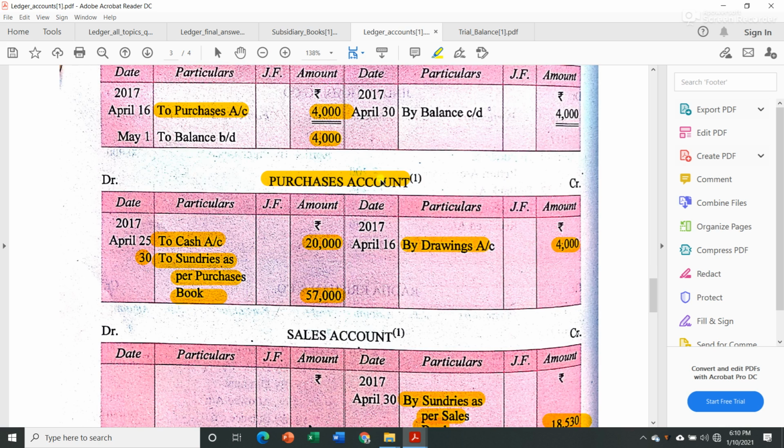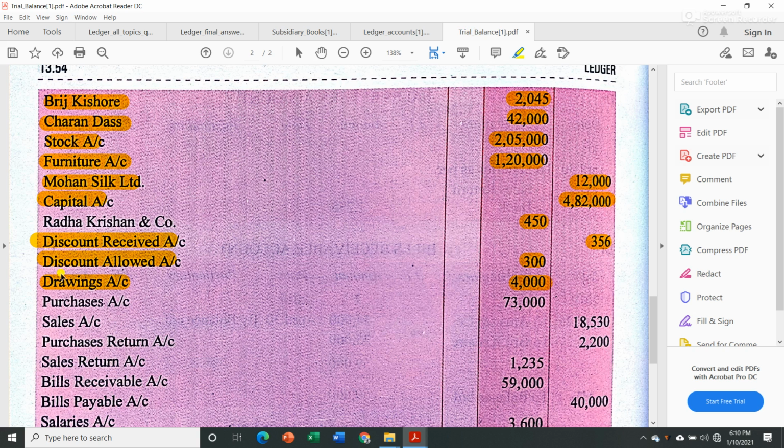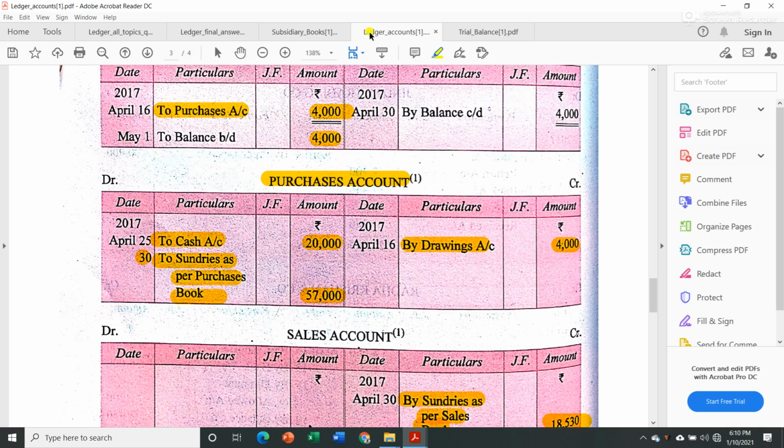Then next we have purchases account. Since we haven't balanced it, you have to total up 20,000 plus 57,000 minus 4,000. Clearly we can see that the debit side is more than the credit side. That means it will show debit balance. So after deducting 4,000 from the total of these two, that is 77,000, we got 73,000 as total. So purchases account is showing debit balance of 73,000.